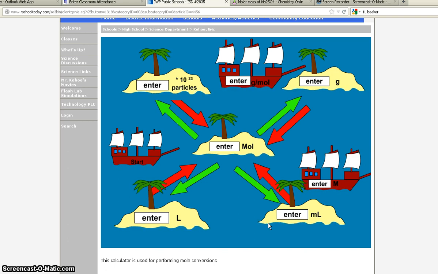Okay, so let's say, for example, I know how many particles. Maybe play around with this more in class. So if I have, let's say, 6.02 times 10 to the 23rd particles, and I want to know how many moles is that? Well, that's 1 mole. So I click on the arrow that goes between those islands. Okay, let's say I have 22 grams of water, and I know that the molar mass of water is 18.02 grams. And I want to know, well, how many moles is that? That's 1.2 moles. How many particles is that?